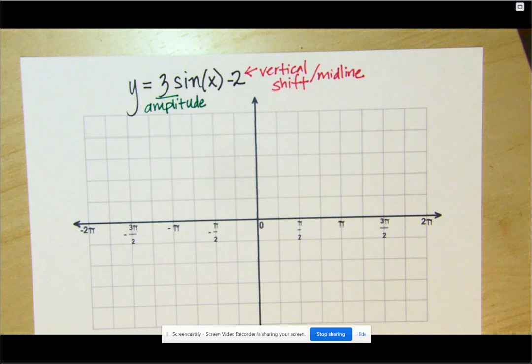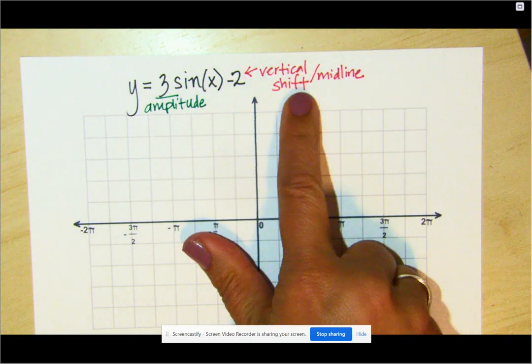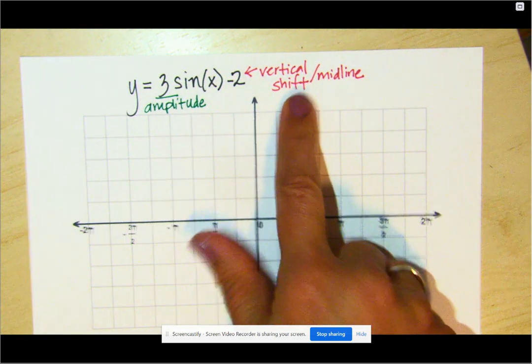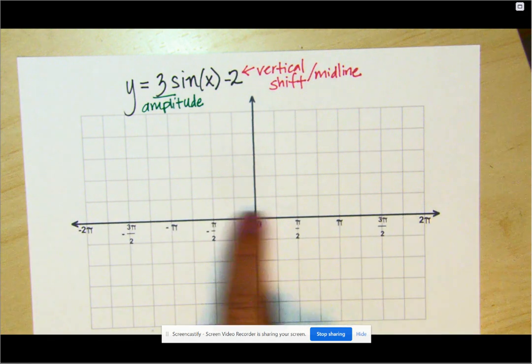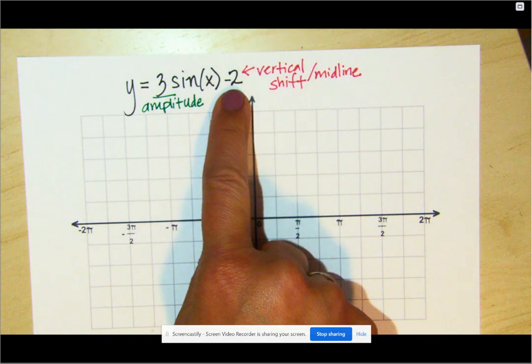So one way that I find helpful when learning how to graph these to begin with is creating kind of, it's like handwriting paper template. And I think you'll see what I mean in just a second here. So first I'm going to put in my midline. So normally sine, the midline, is here at 0, but it's been shifted down 2.